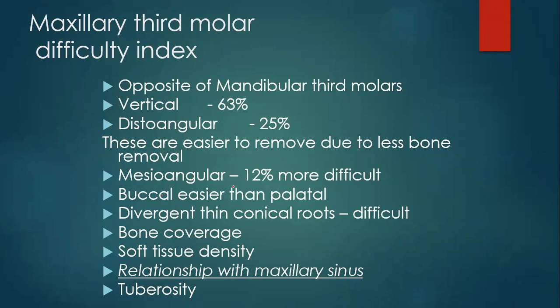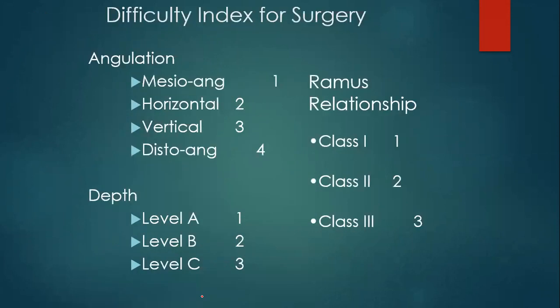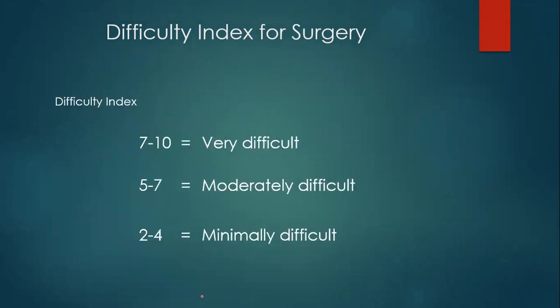However, mesioangular or buccal is easier than the palatal. Divergent, thin, conical roots are difficult. Whenever there is more than one root, it is difficult to remove. Buccal is expected to be easier than the palatal, and when there is more bone coverage and soft tissue density, with relationship to the maxillary sinus and tuberosity, they become very difficult. So these are some of the indexes which have been assigned. You need to remember them so that you can get the index and need it for the surgery, whether you can do the surgery easily or not.